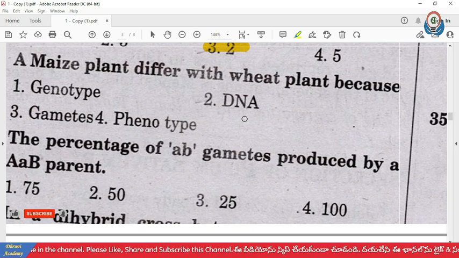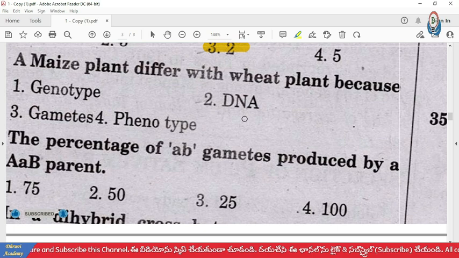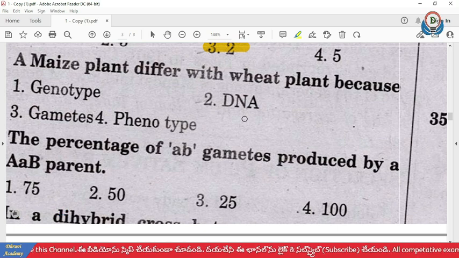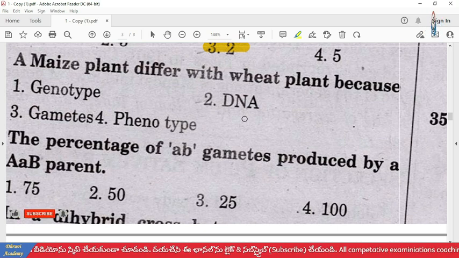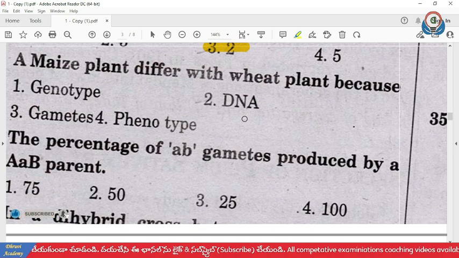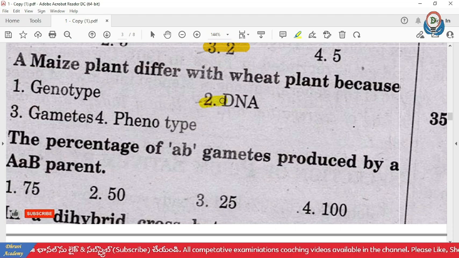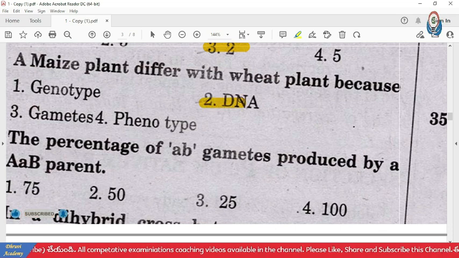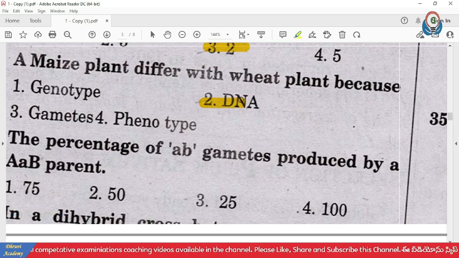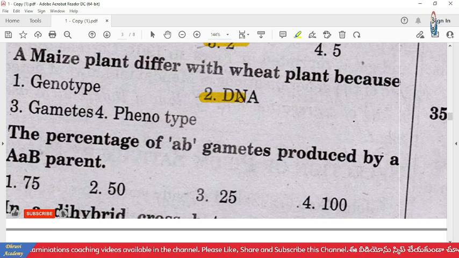Next one. A maize plant differs from the wheat plant because of a genotype, or second, it's a DNA, or third, it's gametes, and the fourth one is phenotype, which is the correct answer. The maize plant differs from the wheat plant because of a phenotype. It differs from a wheat plant.